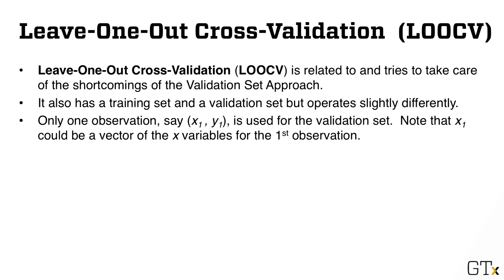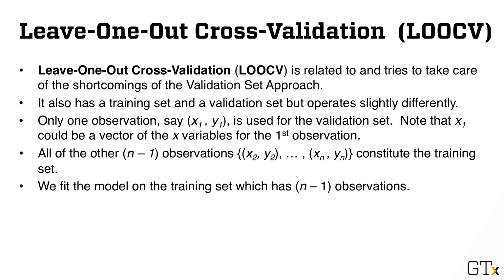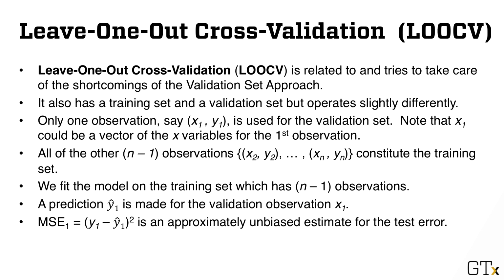Only one observation, say x1, y1, is used for the validation set. x1 could be a vector of the x variables for the first observation. All of the other n-1 observations, x2, y2 through xn, yn, constitute the training set. We fit the model on the training set of n-1 observations, then make a prediction y hat 1 for the validation observation x1, and compute mean square error 1, which is shown there.